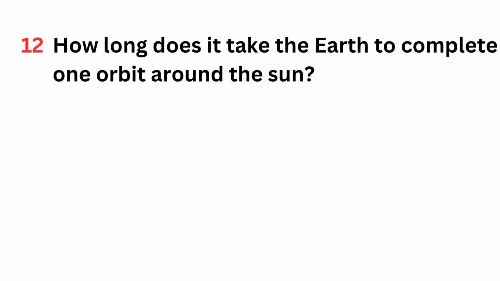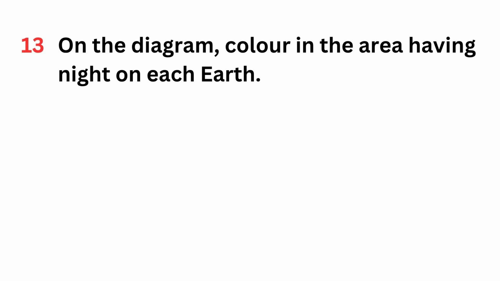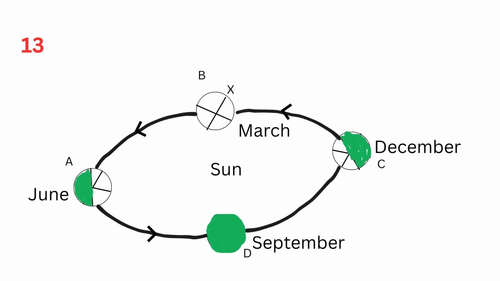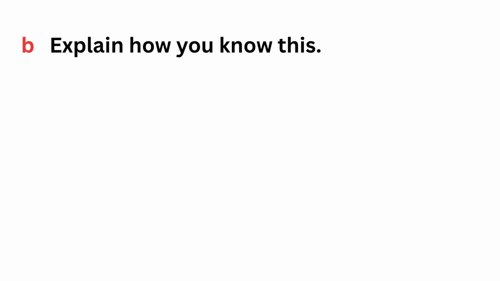Question 12. How long does it take the Earth to complete one orbit around the Sun? 365.4 days. Question 13. On the diagram, color in the area having night on each Earth. Question 14a. In position A, what season are people experiencing in the Northern Hemisphere? Summer.